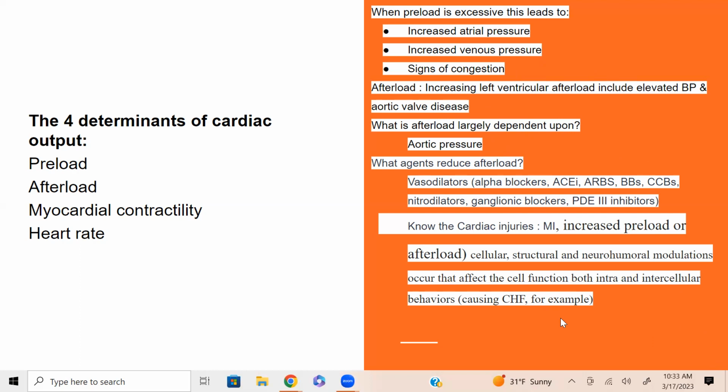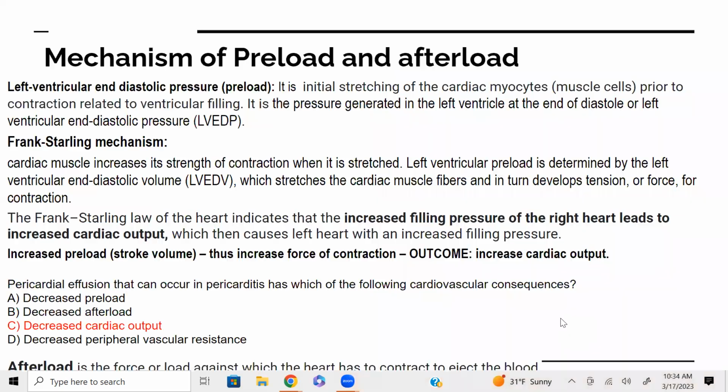And there are the cardiac injuries, you know, how is the case presented? For example, a CHF patient or hypertensive patient. What are the types of injuries that you will see related to preload or afterload, or even a heart attack? So the mechanism of preload and afterload is detailed in this slide.